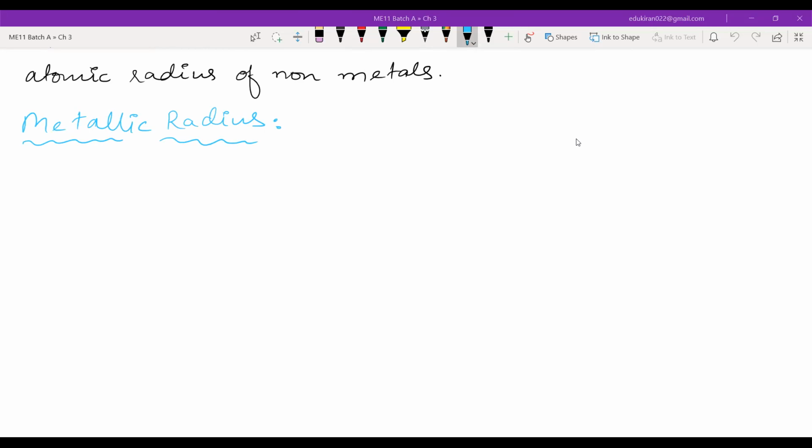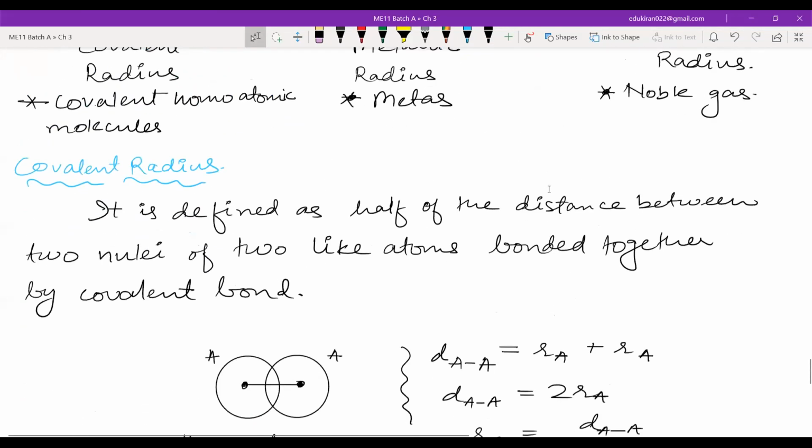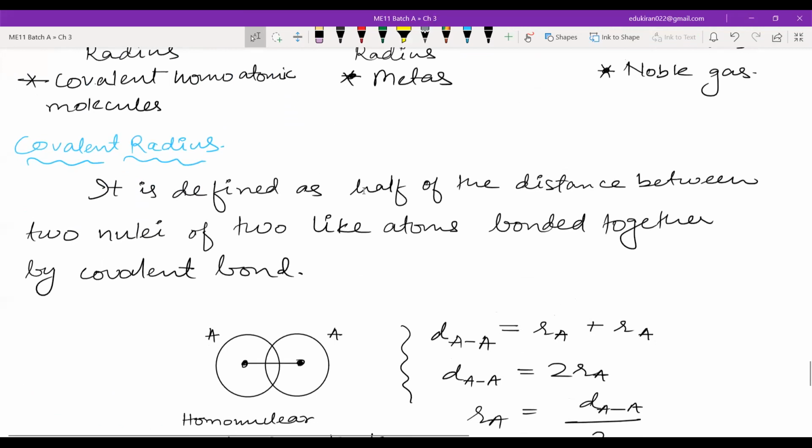It is just like covalent radius only. It is first of all used for metals. Please, somebody try now. At least try a bit. It is used to find radius of metals. No, that is fine. But how is it defined?